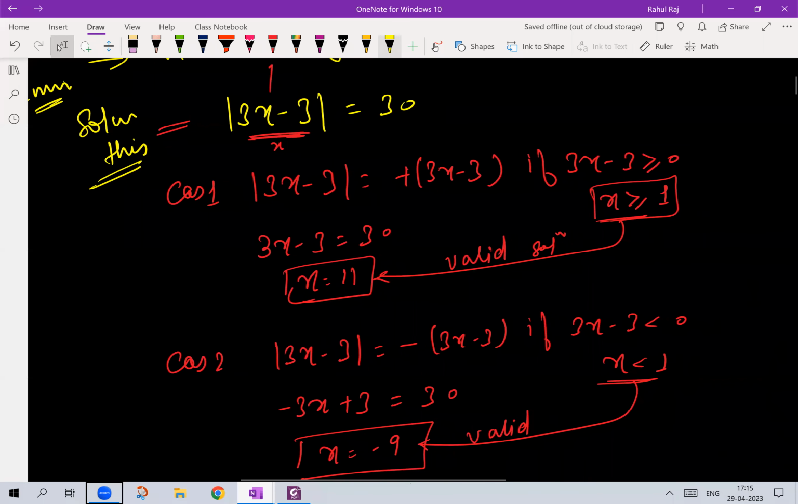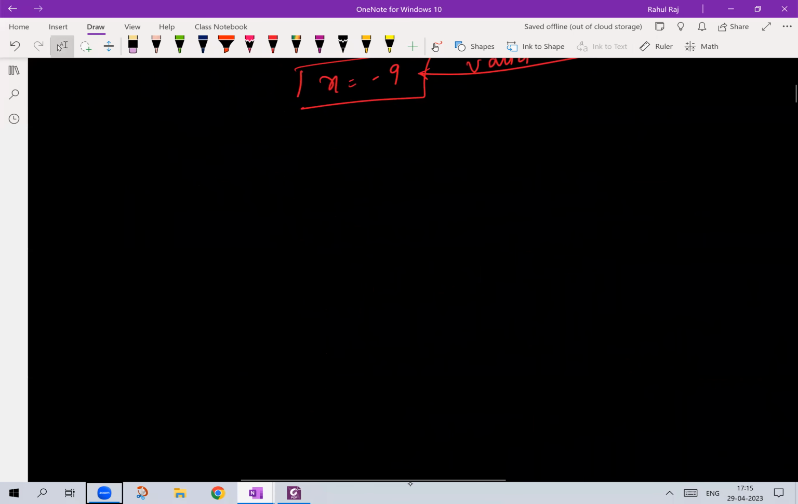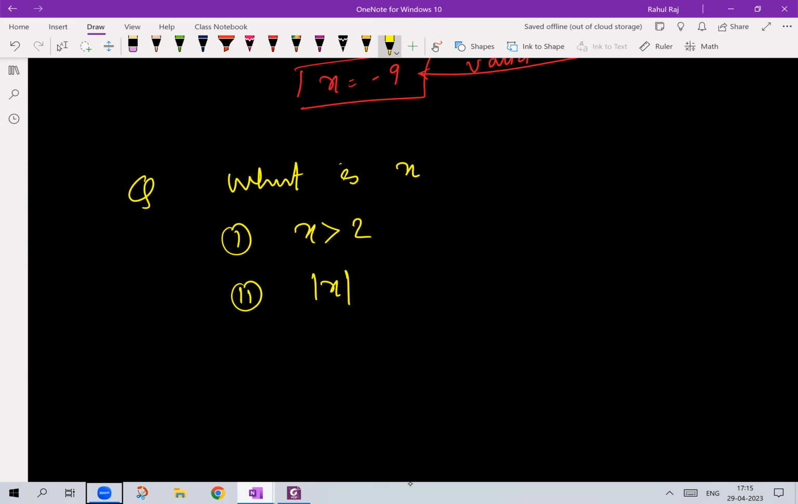So imagine I'm giving you one simple question over here. What is the value of x? Option number 1 says x is greater than 2. Option number 2 says mod x is equal to 3x minus 2. Please try. Take a minute for this.